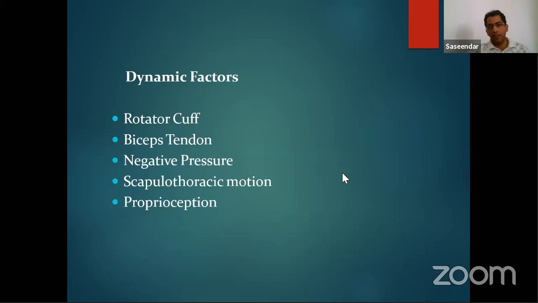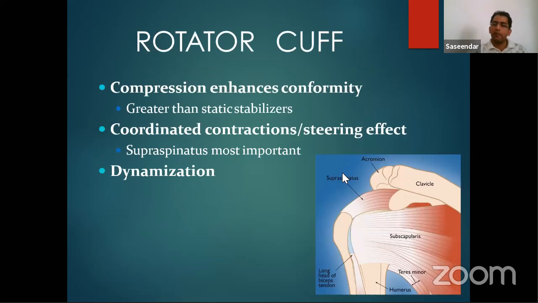With respect to the dynamic factors, you have the rotator cuff. Why is it called rotator cuff? Because all the muscles that contribute to this system, that is the subscapularis, supraspinatus, infraspinatus, teres minor, they all form a cuff of tissue around the shoulder joint. That's why it's called rotator cuff, and they rotate the shoulder, so it's called rotator. So how does it contribute to the stability of the shoulder joint?